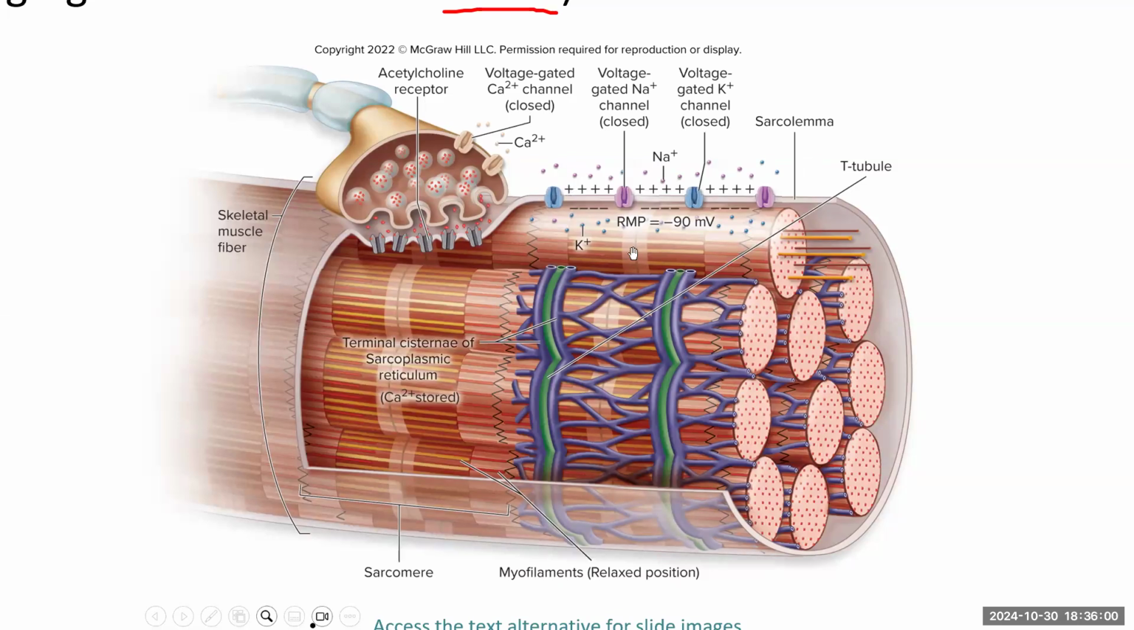Look at the value here, negative 90 millivolts. Our plasma membrane has the positive charge on the outside, the negative charge on the inside. Are we cool with that?